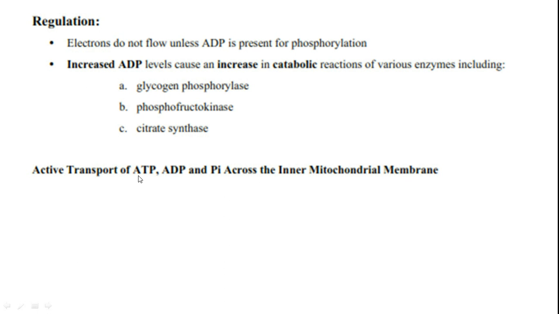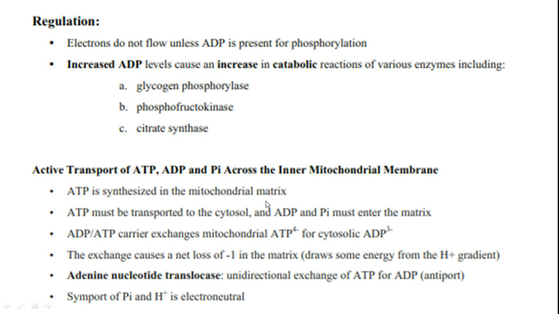Active transport of ATP, ADP and inorganic phosphate across the inner mitochondrial membrane is another parameter which we need to understand. The ATP that is synthesized in the mitochondrial matrix has to be shifted to the cytosol, because energy requirement is there in the cytosol. ATP must now be transported to the cytosol, and ADP and inorganic phosphate must enter the matrix.